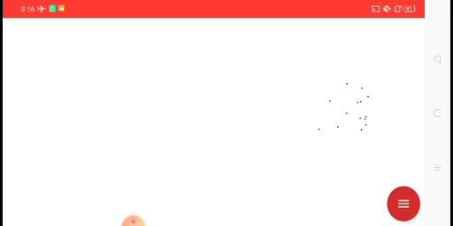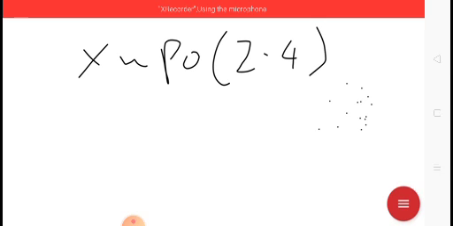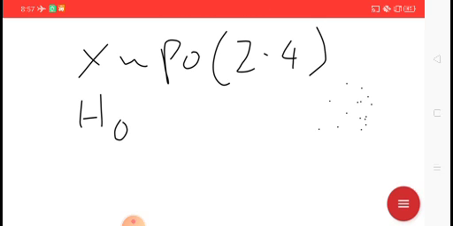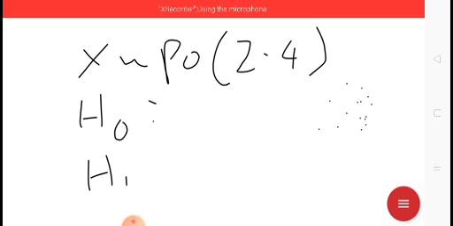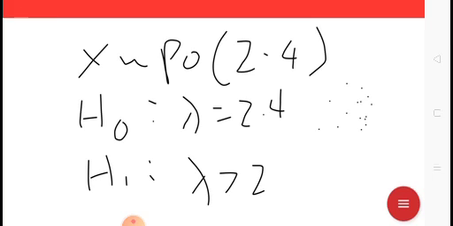Okay, part 1. Given that the total number of sales during the 3 weeks is 5, carry out the test. For part 1, per week is 0.8. For 3 weeks will be times 3, 2.4. So we need to convert the parameter to 2.4, and H naught: lambda equal to 2.4, H1: lambda larger than 2.4.